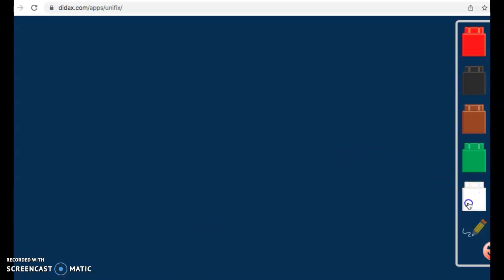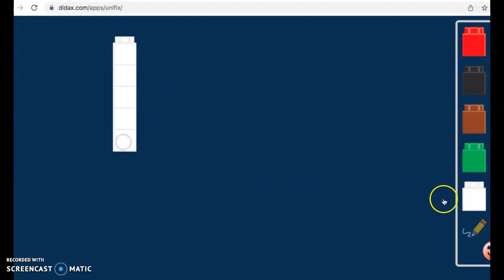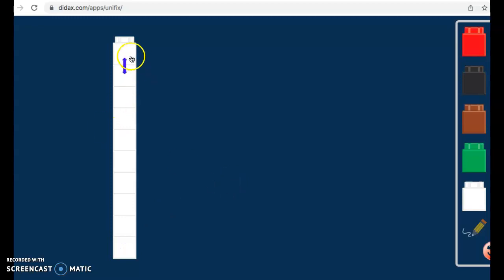So we learned that a tens bar is 10 of these cubes. If we put 10 together, 1, 2, 3, 4, 5, 6, 7, 8, 9, 10, we learned that this is one tens bar. So this is 10 cubes.